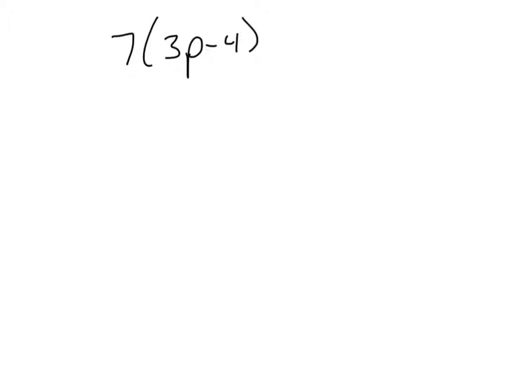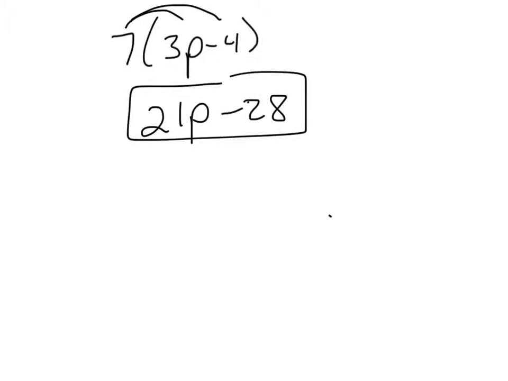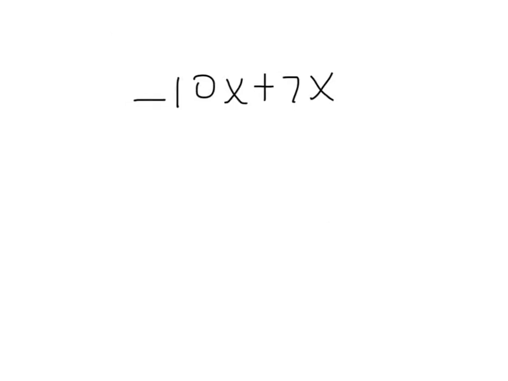On this particular problem, it's a distribution. 7 times 3p is 21p. 7 times negative 4 is minus 28. And that is your answer. On number 18, you're actually going to simplify. So if you have negative 10 and positive 7, when you combine them, you have a negative 3x. And those are like terms.